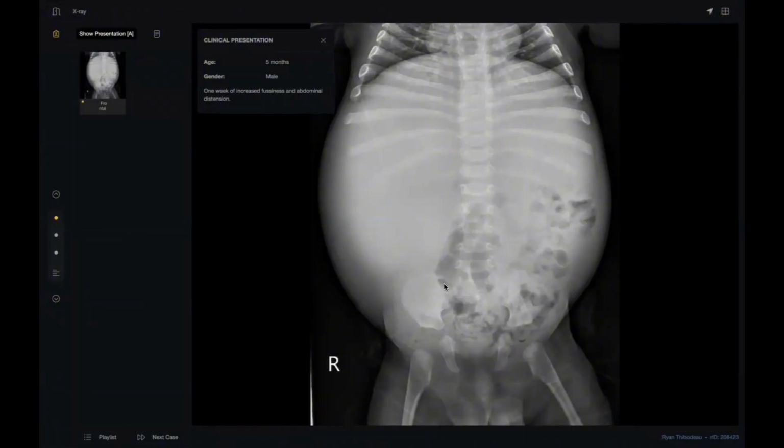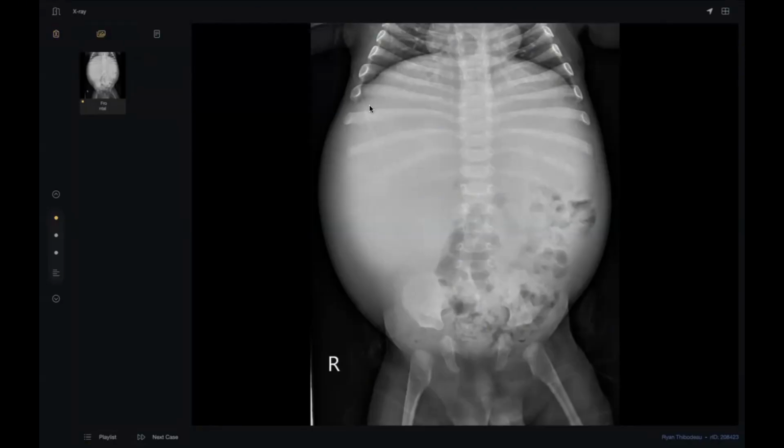A 5-month-old male patient with abdominal swelling and distension. Okay, this is a frontal radiograph of the abdomen of a pediatric age group. There is a large haze or density occupying most of the upper abdomen, predominantly on the right side. There is marked displacement of the bowel loops towards the left side and inferiorly.